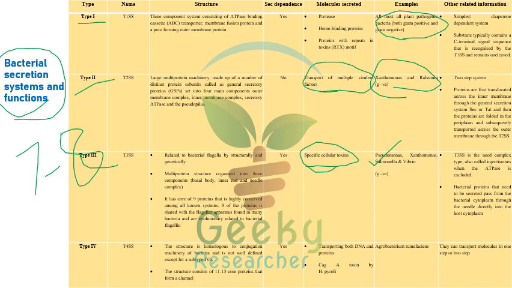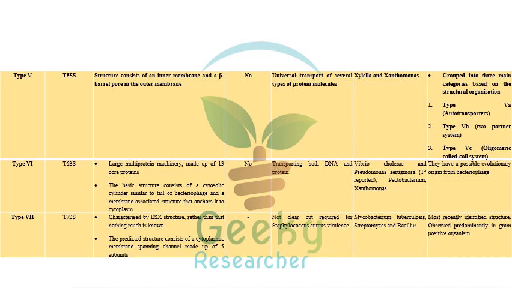And type 4 is a very, very important one. They used to call it a direct type of transport system or export system, where the proteins are directly injected. Agrobacterium tumefaciens is the example. When it comes to the next one, type 5, the type 5 secretion system is a universal transportation of all kinds of protein molecules, especially observed in Xylella and Xanthomonas. So type 5 is especially the universal transport of molecules.